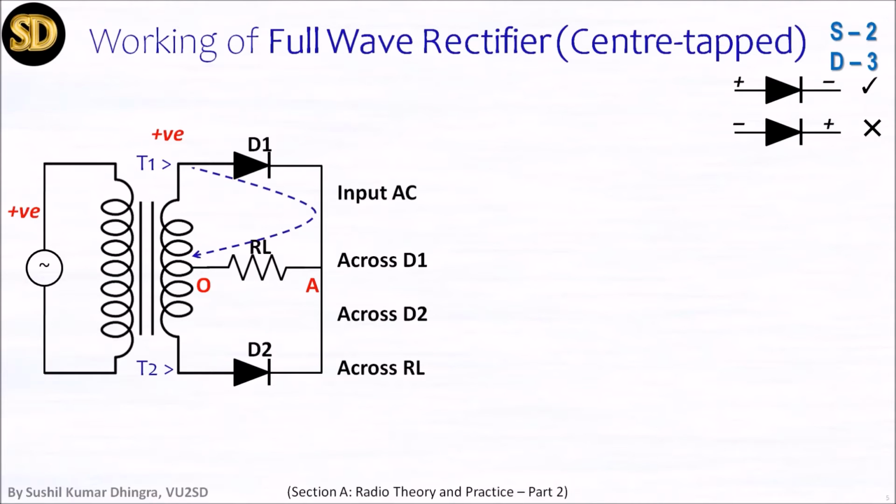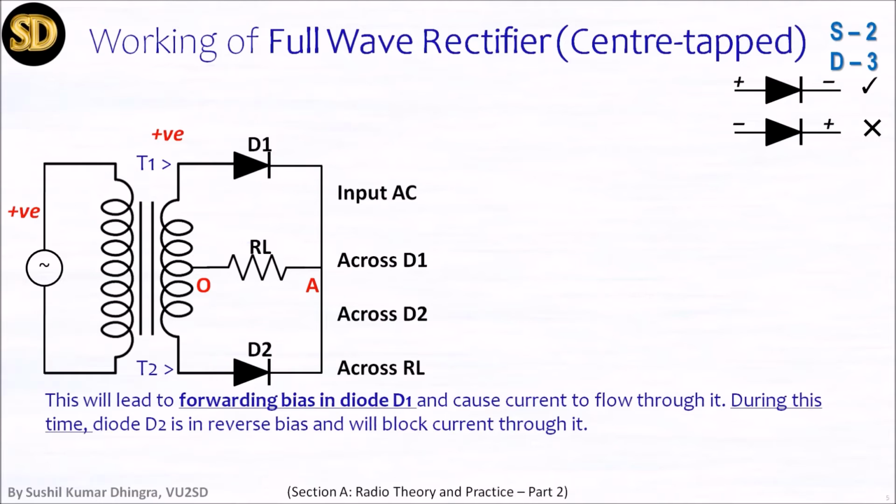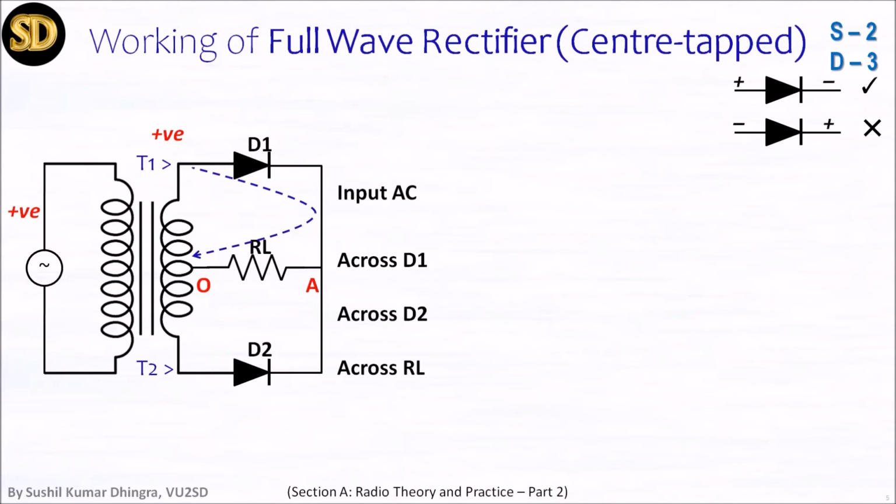You see the wave shape showing you again. So this way D1 is conducting but not D2. Now position is changing, phase is changing. This T1 which was positive, now it is negative, and T2 which was negative, now it is positive.